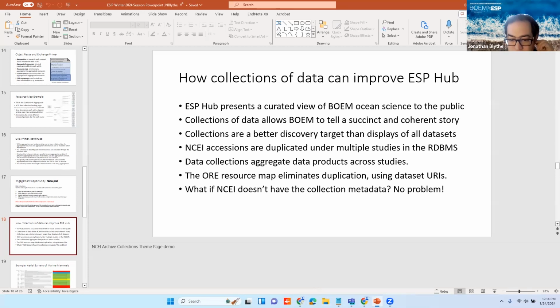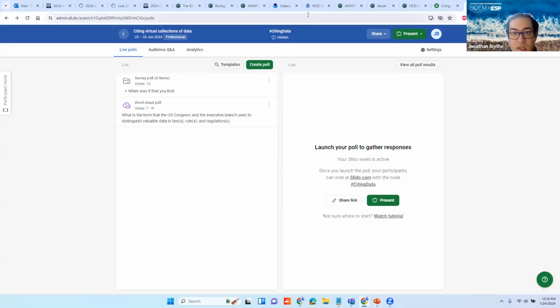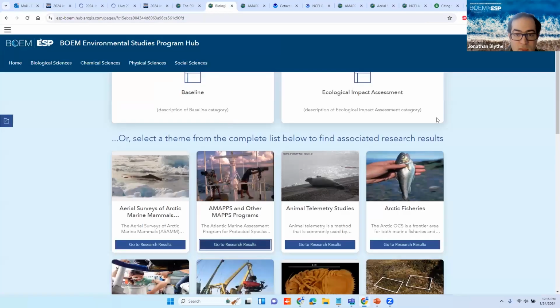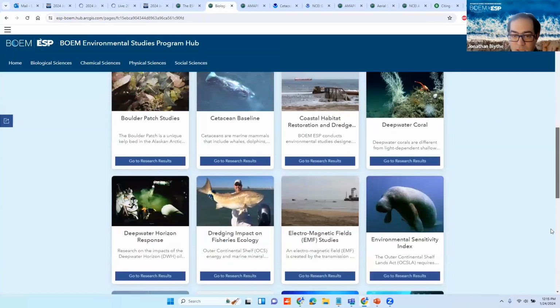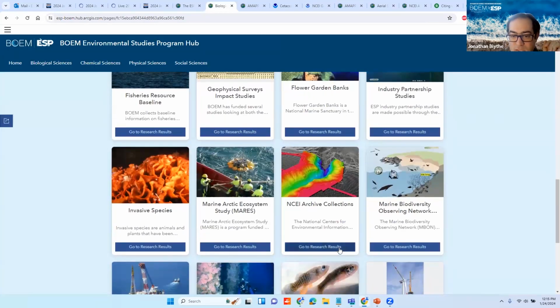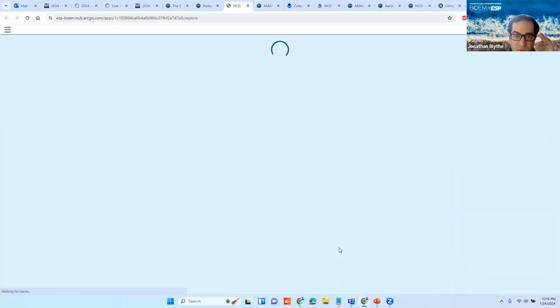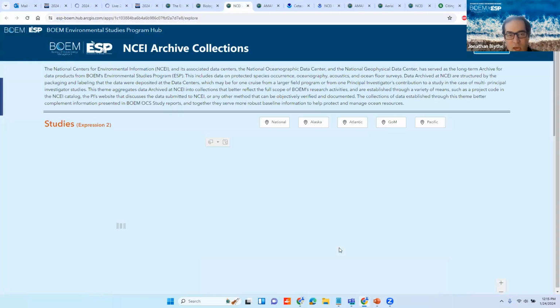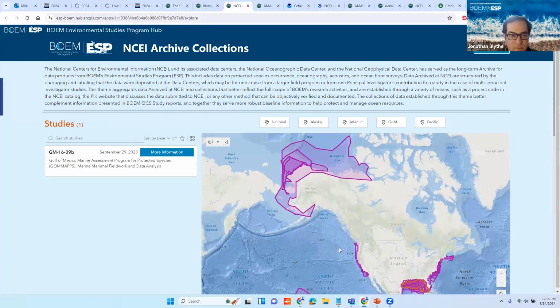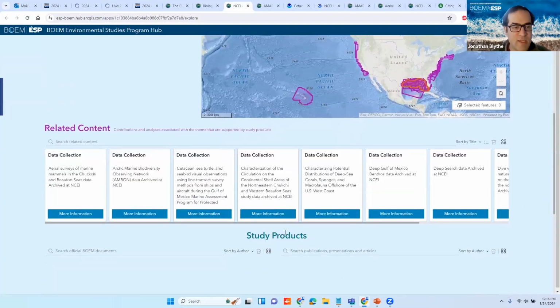So I'm going to do a quick demo, and I recognize we have limited time, so I'm going to do it quickly. This is a new theme I created in the last couple months. It's called the NCEI Archive Collections theme, and it follows the same web map template we use for all of our themes, except it only has these data collections in it.